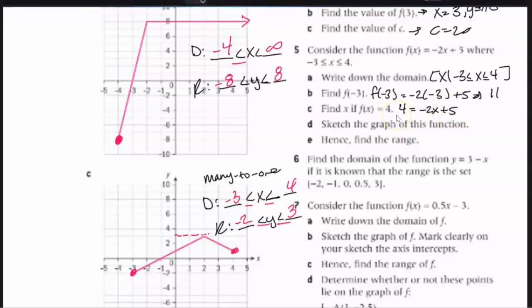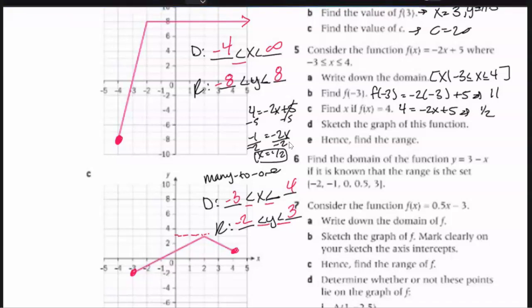Let me work it out. Let's say here. Now, ideally, you're working all these out on a sheet of notebook paper and not trying to squish everything on this page as I am. So subtract 5 from both sides. You get negative 1 equals negative 2x. Divide by negative 2 on both sides, and you get x equals positive 1/2. So your answer is 1/2.